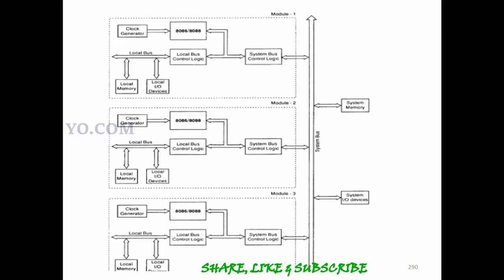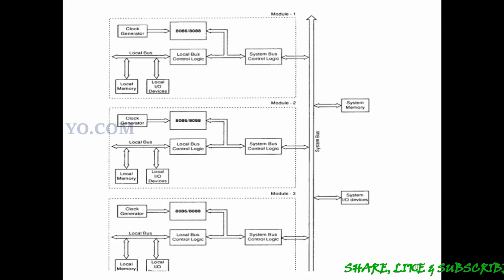We'll see the diagram. This is a diagram of the loosely coupled configuration. Here the long system bus is present, and that system bus is connected with different modules: module 1, module 2, module 3. These modules communicate with the system memory and I/O devices through this system bus. Each module consists of one independent 8086 processor, clock generator, local bus controller, and system bus logic. These are the blocks included in all the modules.